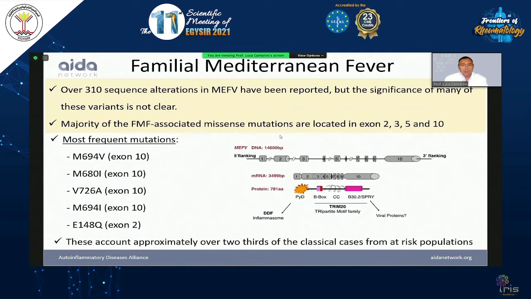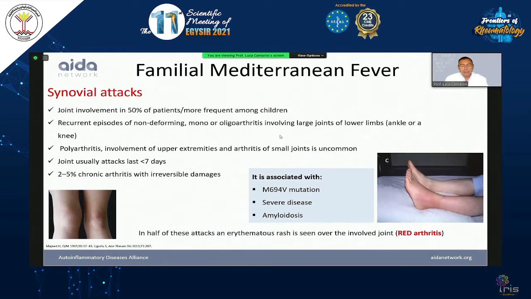We know hundreds of mutations in the gene responsible for familial Mediterranean fever, but the majority of mutations are located in exon 2, exon 3, exon 5, and exon 10. In regard to joint manifestations, arthritis can be observed in about half of patients. Arthritis is more frequent among children, and usually patients may present with a non-deforming, non-erosive mono or oligoarthritis involving large joints of lower limbs. Polyarthritis is rare. The involvement of small joints is uncommon, and also the involvement of upper limbs is quite uncommon.